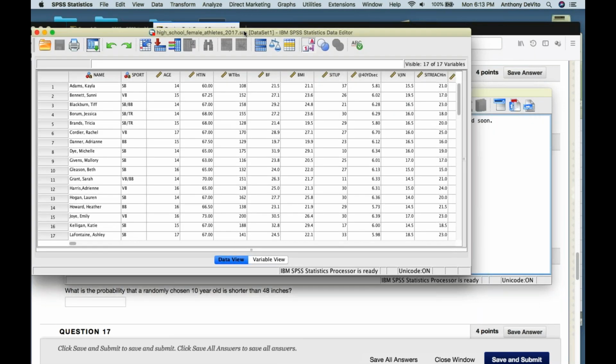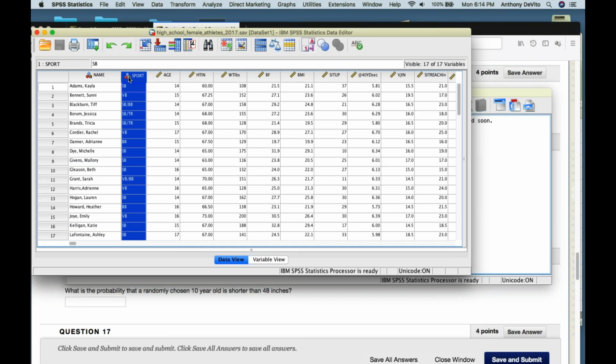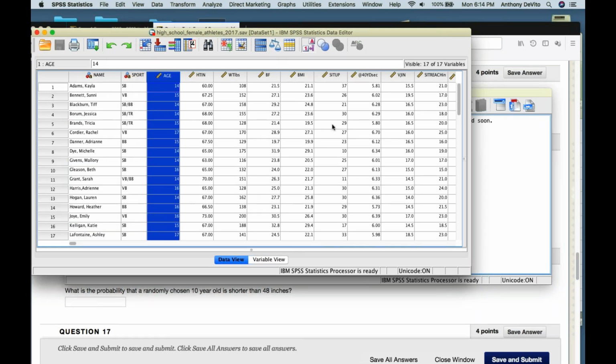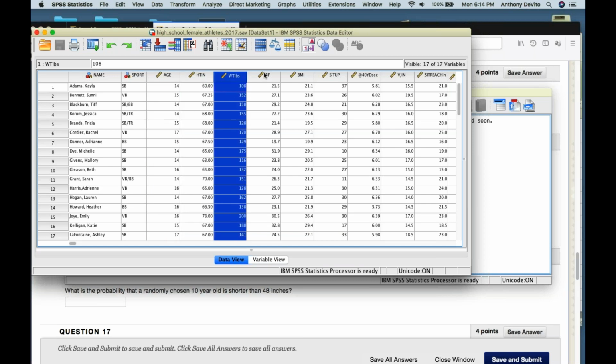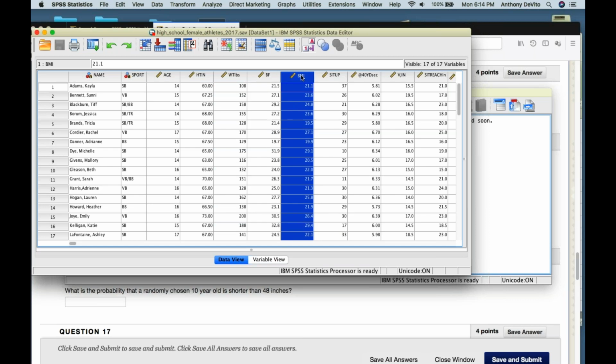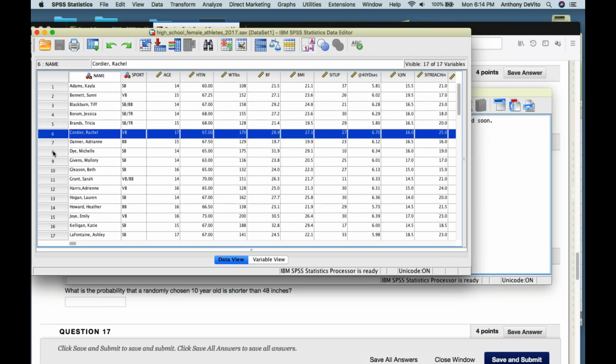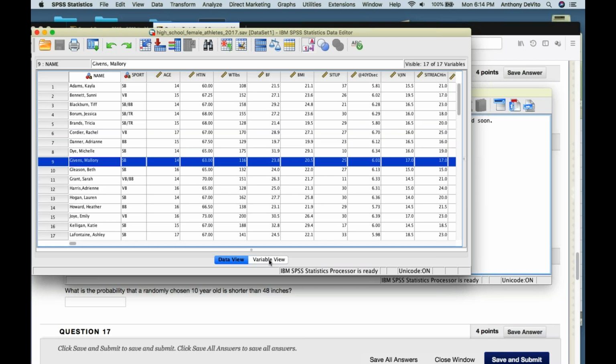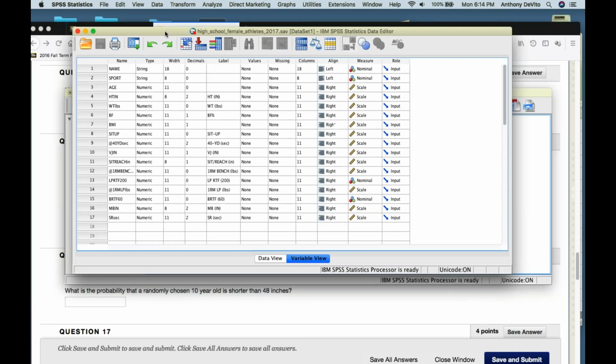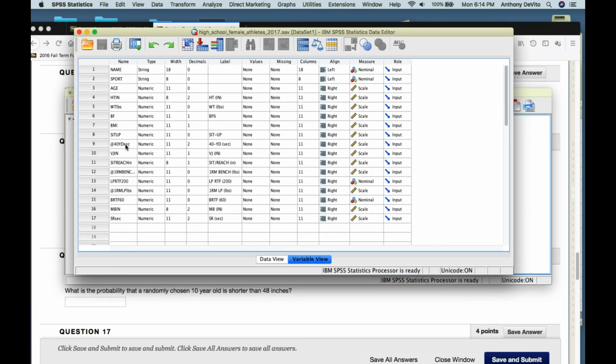Okay, so I'm interested in BMI. BMI is one of the variables here. In fact, I can see that I have many variables: name, sport, age, and so forth. I can click on the variable view, in which each one of these columns, which represents a variable, a piece of data associated with each of the subjects in the horizontal lines here, is represented. And one of them is going to be BMI.